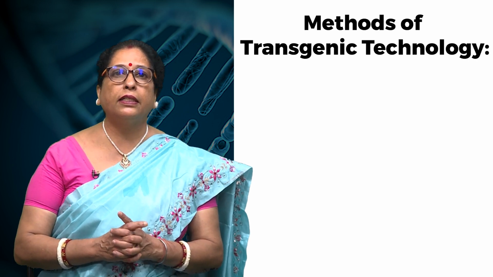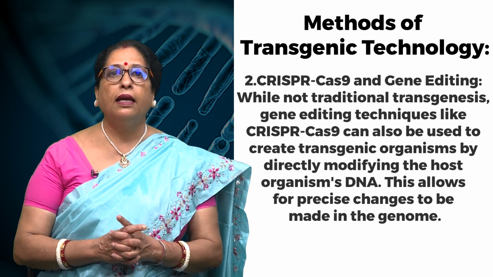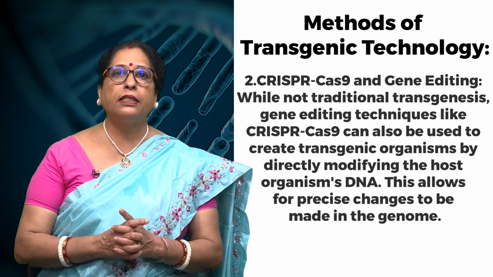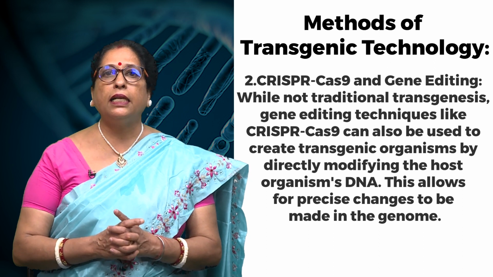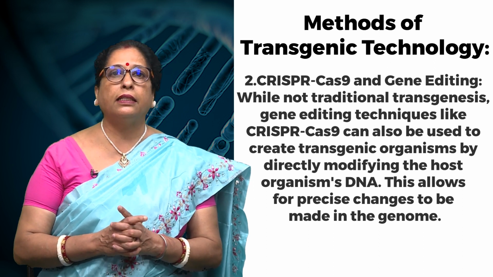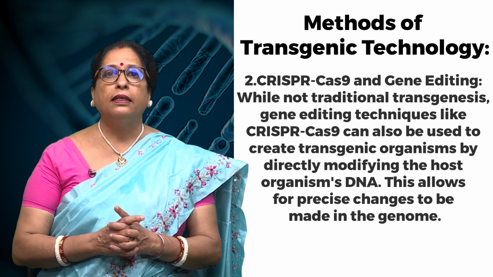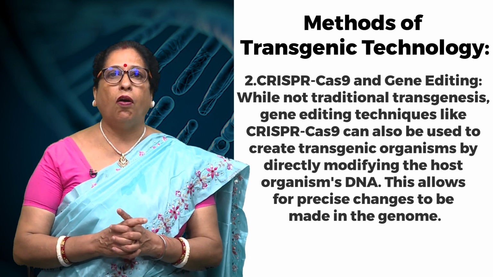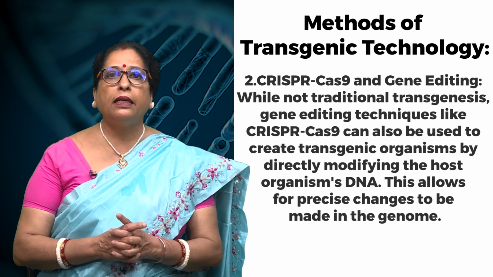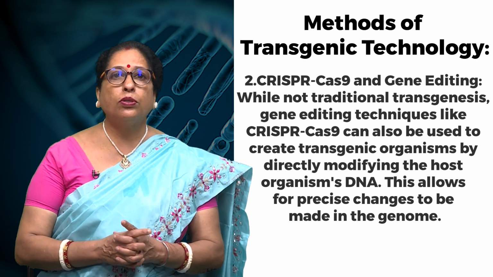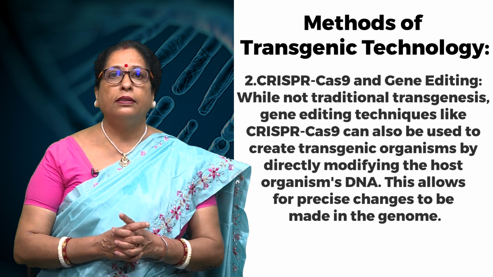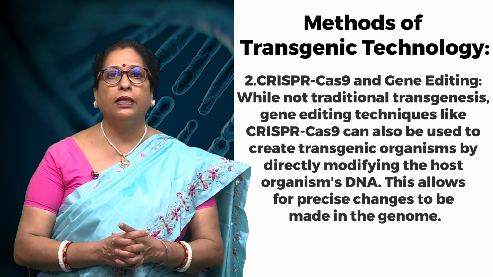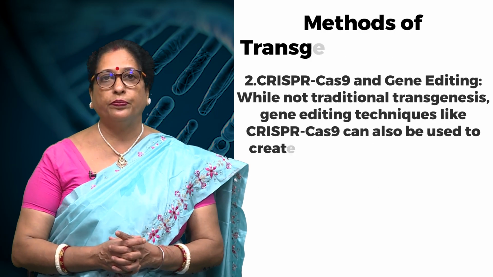The second one is CRISPR-Cas9 and gene editing. While not traditional transgenesis, gene editing techniques like CRISPR-Cas9 can also be used to create transgenic organisms by directly modifying the host organism's DNA. This allows for precise changes to be made in the genome.